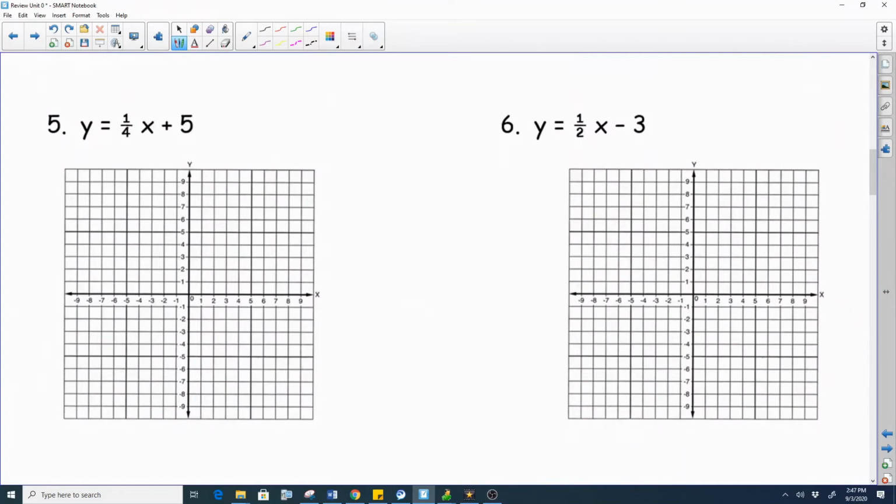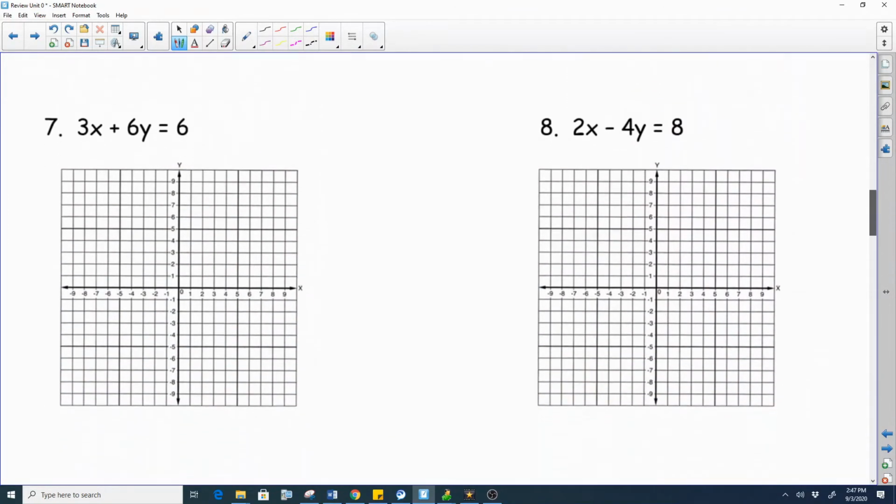This one's going to be down at -3 for the y-intercept, and then the slope is up 1 over 2, up 1 over 2, and then down 1, back 2. There we go. So there's our straight line for that one. Not too bad, right?